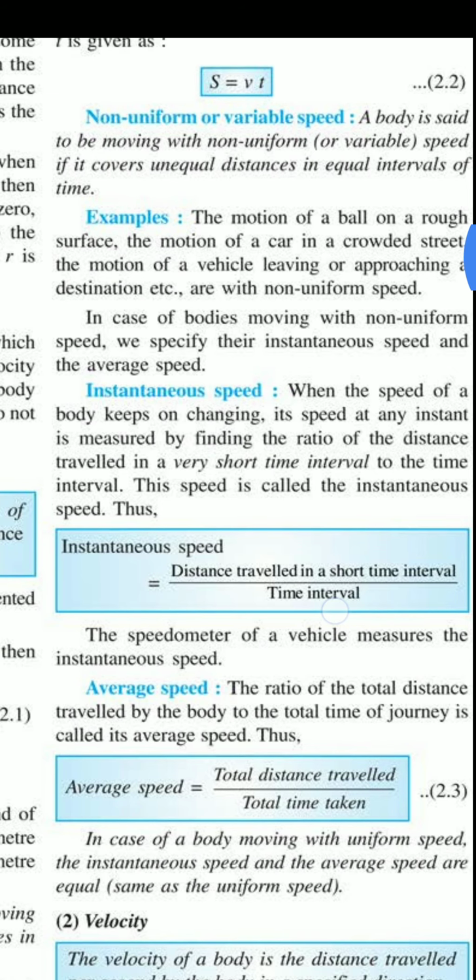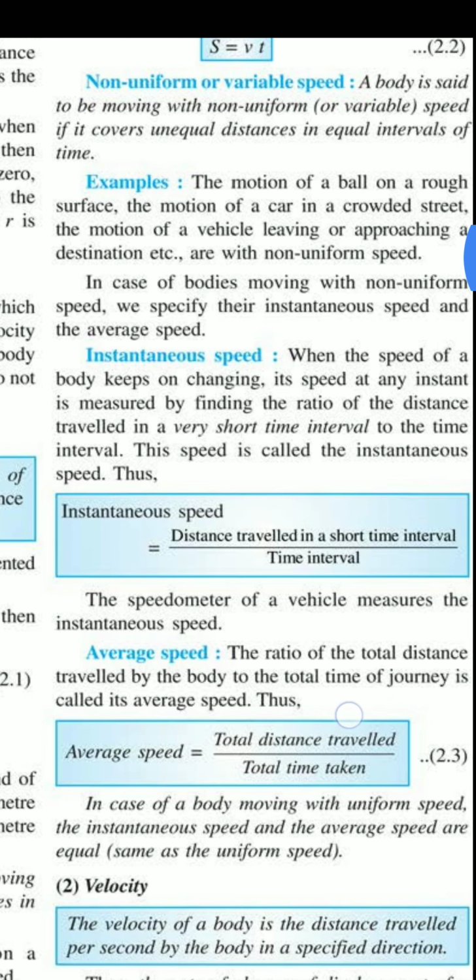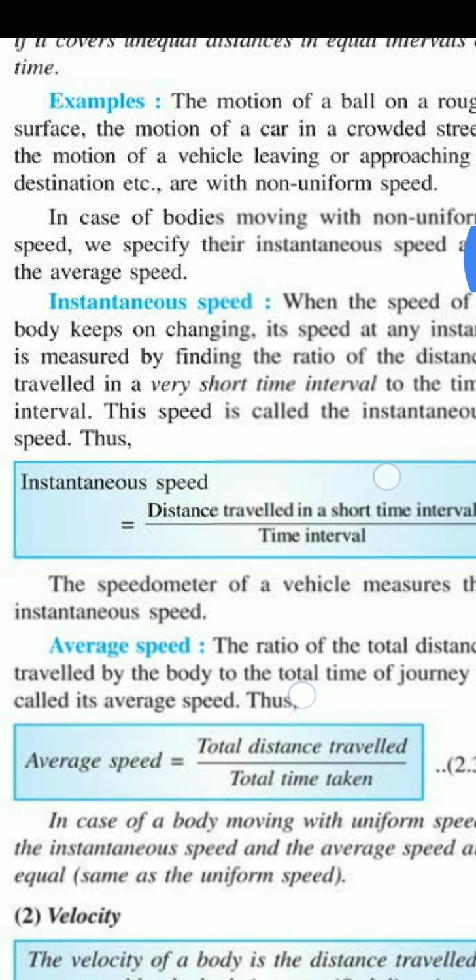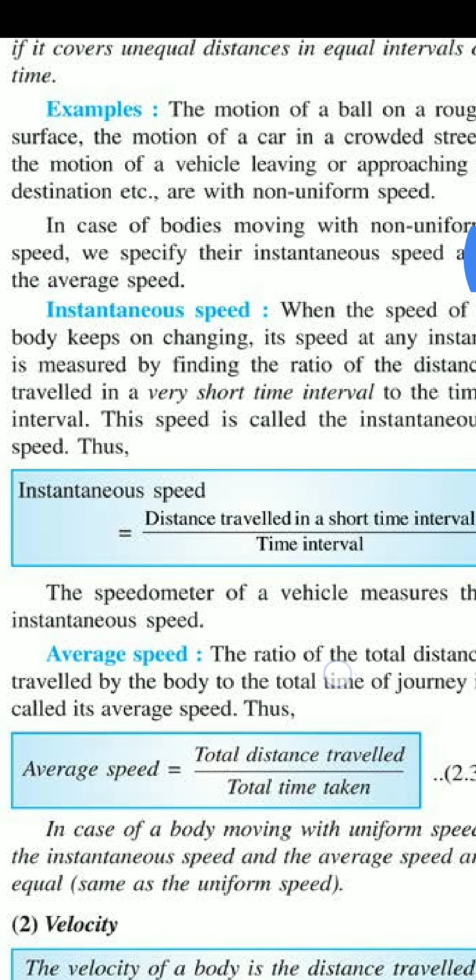Then there's another thing, that is instantaneous speed. Instantaneous is the term when we talk about anything at that particular instant, at that particular moment. So instantaneous speed is the speed at a particular moment, but here a moment we cannot calculate. So we take a very small time interval and take the distance traveled in that small time interval divided by the time interval, and we'll get the instantaneous speed. So instantaneous speed is the distance traveled in a short interval upon that time interval.